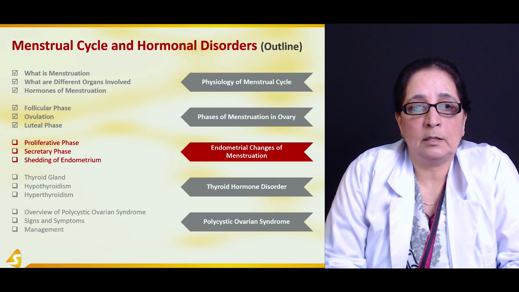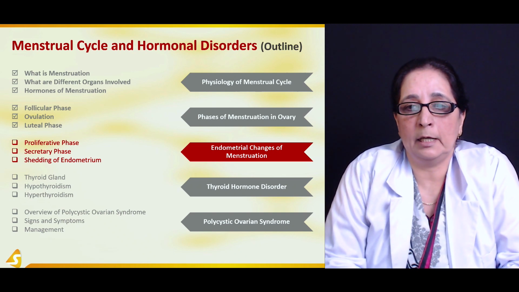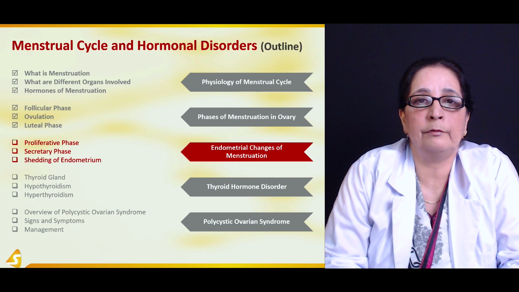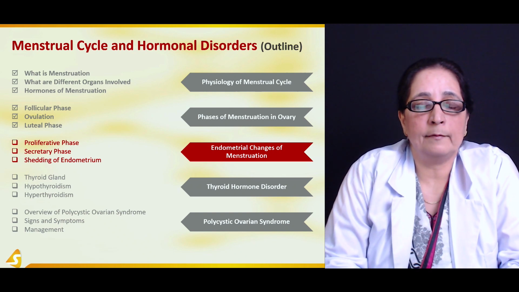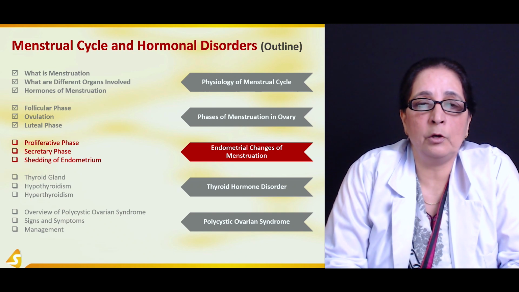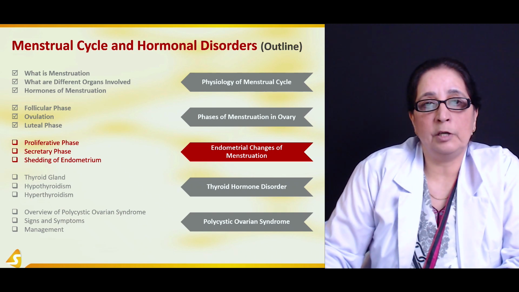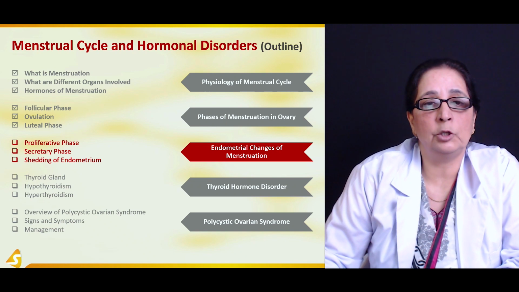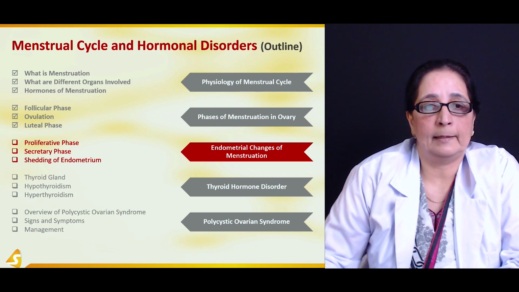So there are three phases of the menstrual cycle that occur in the endometrium. One is the proliferative phase, then we have the secretory phase, and in the third stage we have shedding of the endometrium that takes place, leading to menstruation.